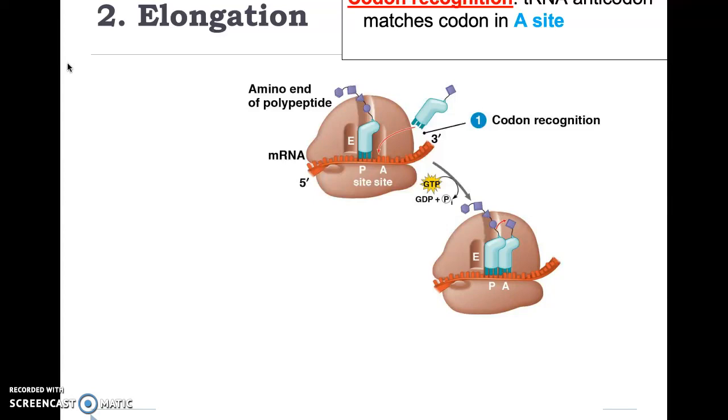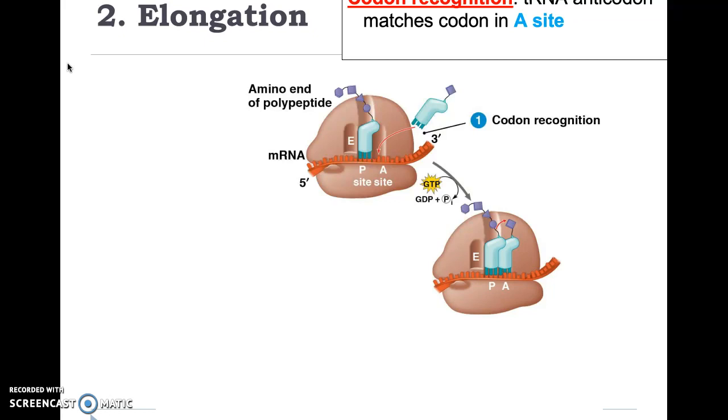The second step I want to show you in a few different slides so you can look at the diagram and see what's changing between each slide. The second step of translation is called elongation, which is making the polypeptide longer and essentially building the protein.